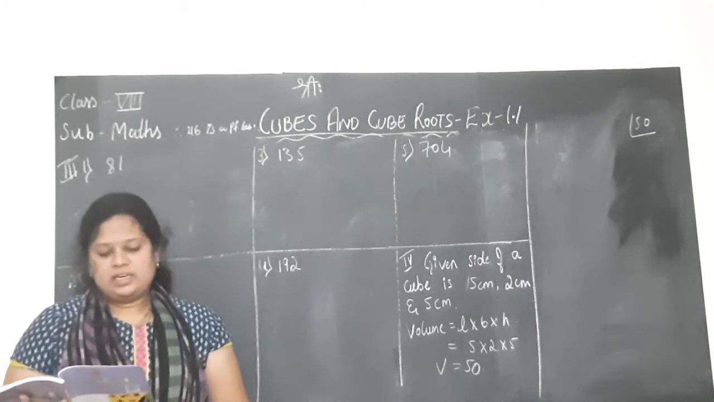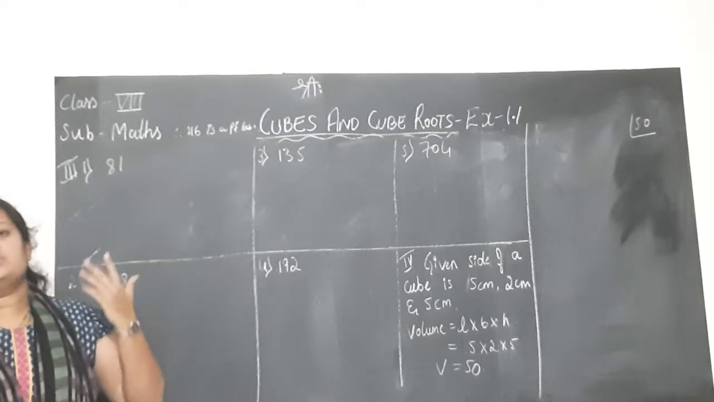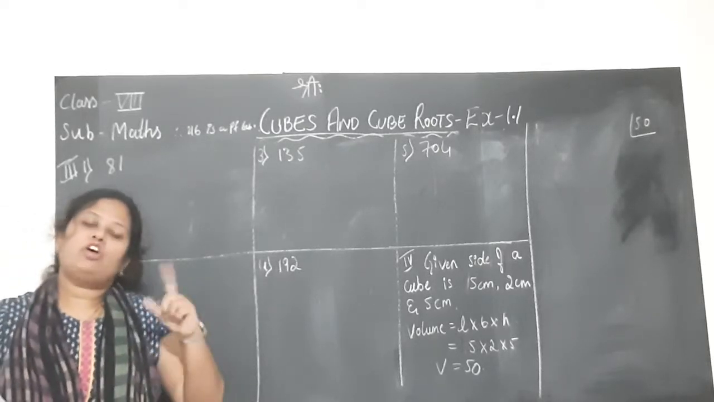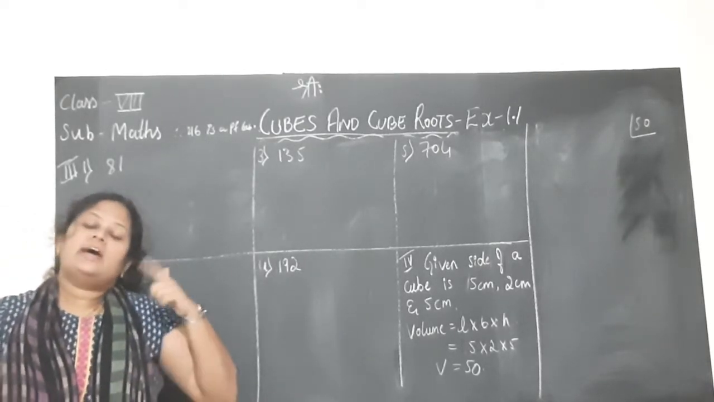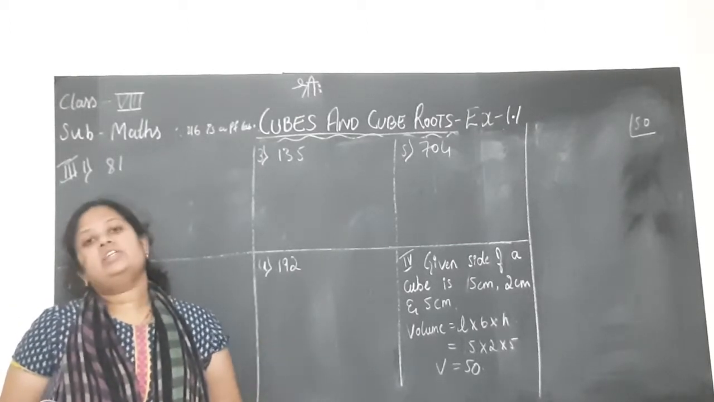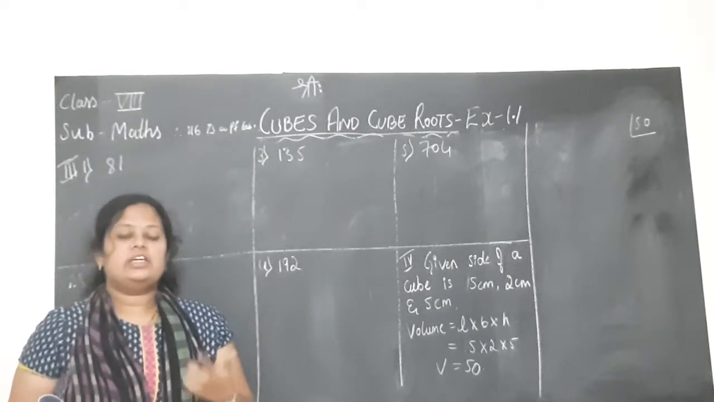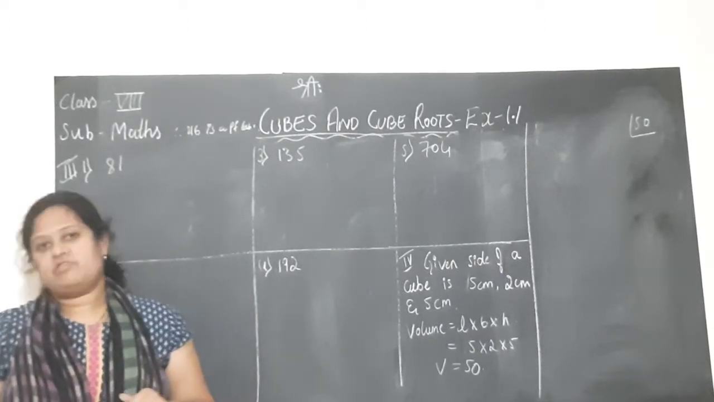Children, next is third main. In second main we found out what is the number that has to be multiplied to the given number in order to make it a perfect cube. As we did in square and square root, here also we are doing the same in the third main. That is, we are going to find out what number has to be divided with the given number in order to make it a perfect cube.